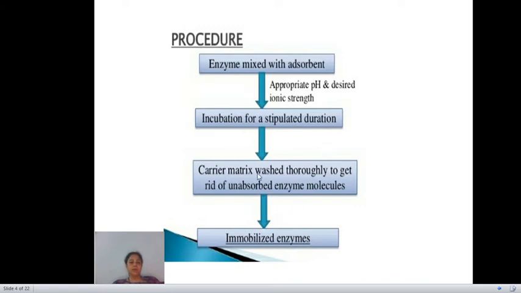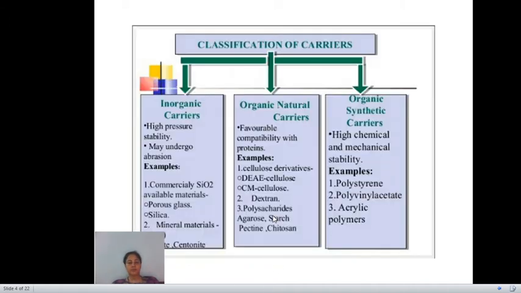The carrier matrix is washed thoroughly to get rid of unabsorbed enzyme molecules. So when you do this washing, those enzyme molecules which are not attached or which are not enclosed will be removed, and you get only those enzyme molecules which are attached to a substrate or which are enclosed in a mesh. So these are known as immobilized enzymes.